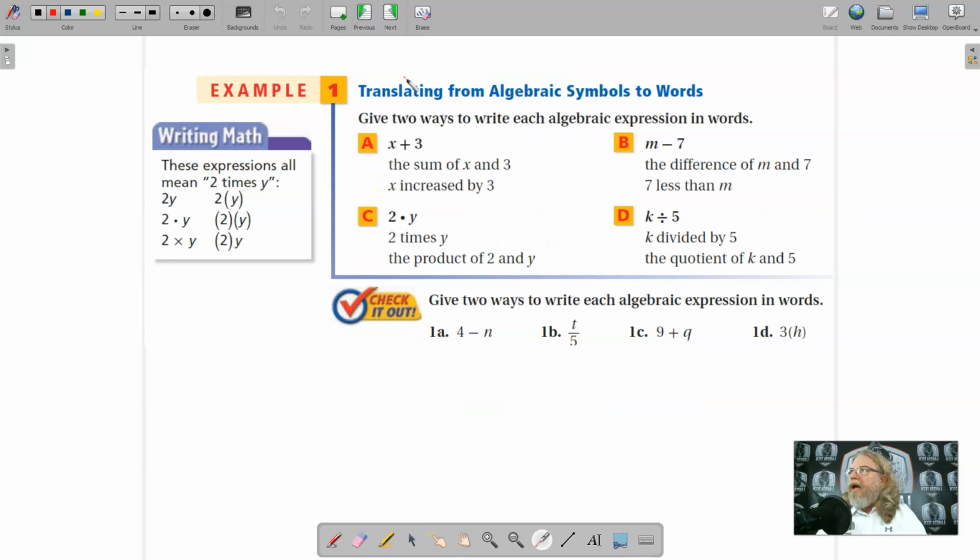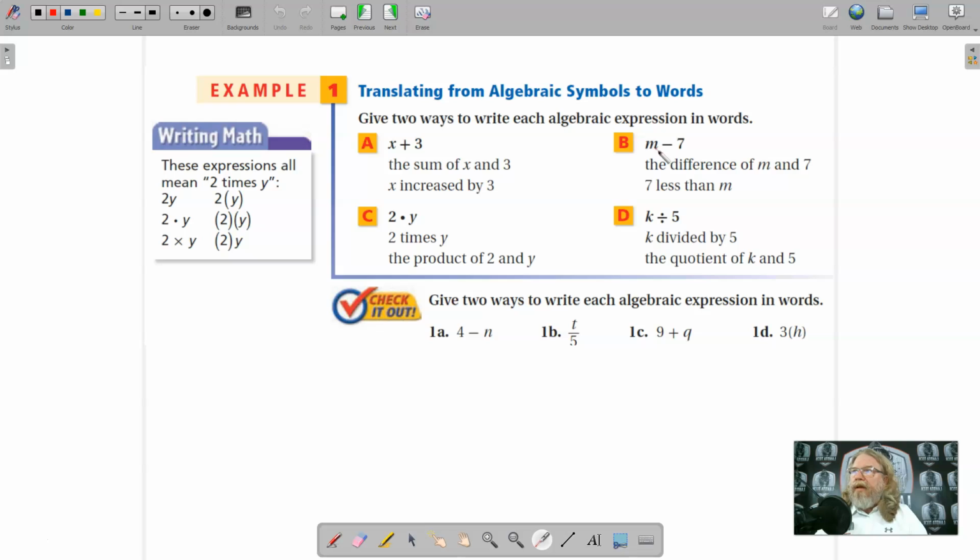So let's look at Example 1, translating from algebraic symbols to words. Give 2 ways to write each algebraic expression in words. Our first one we see here. We could represent this algebraic expression using the words the sum of x and 3. We could also say x increased by 3. And probably the most obvious one would be x plus 3, using the word plus, correct? Or add 3 to x. Those are just some other examples that we don't see here.